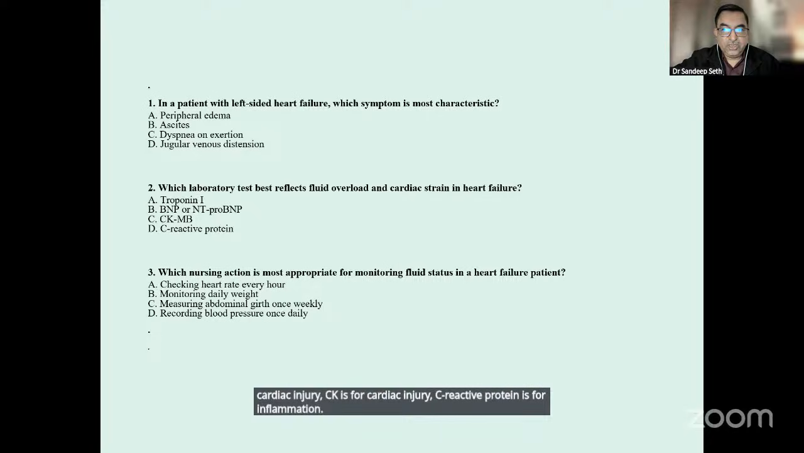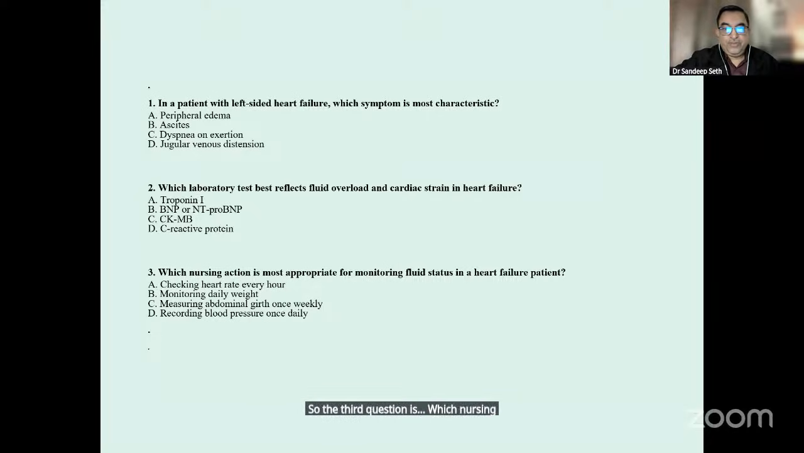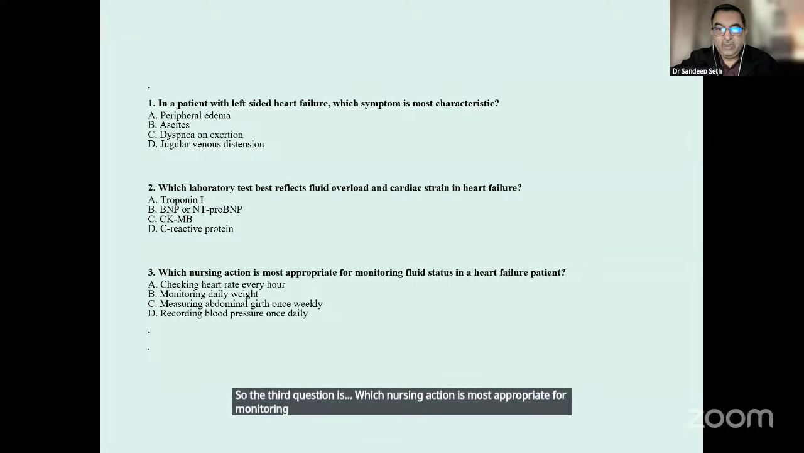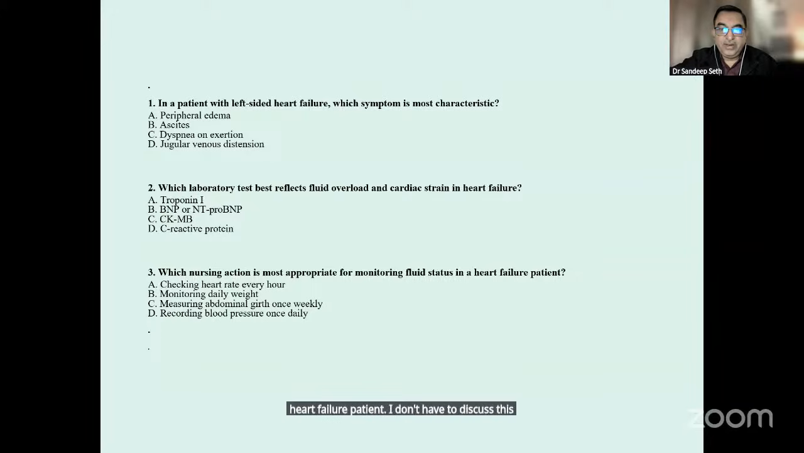So the third question is, which nursing action is most appropriate for monitoring fluid status in a heart failure patient? I don't have to discuss this. I think all of you got it correct that monitoring daily weight is the most important thing. Perfect. Very good. I think you're getting all the questions correct.